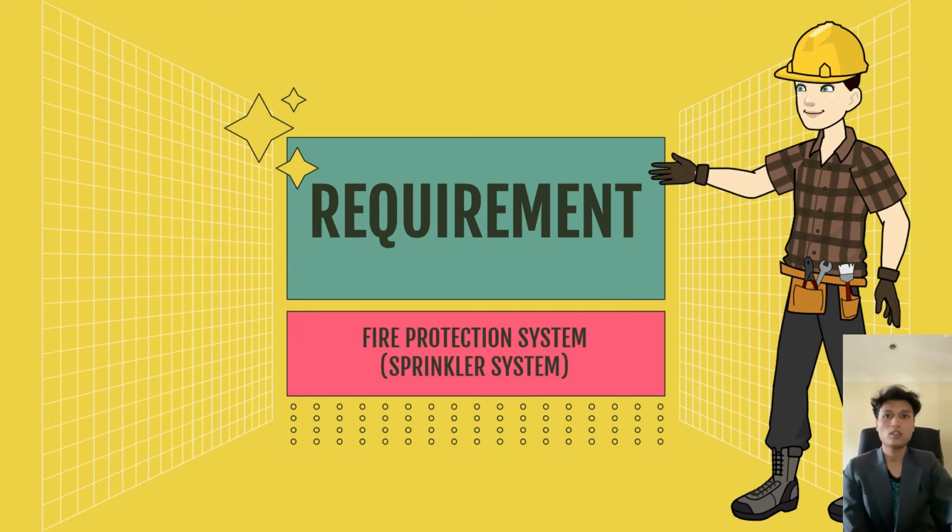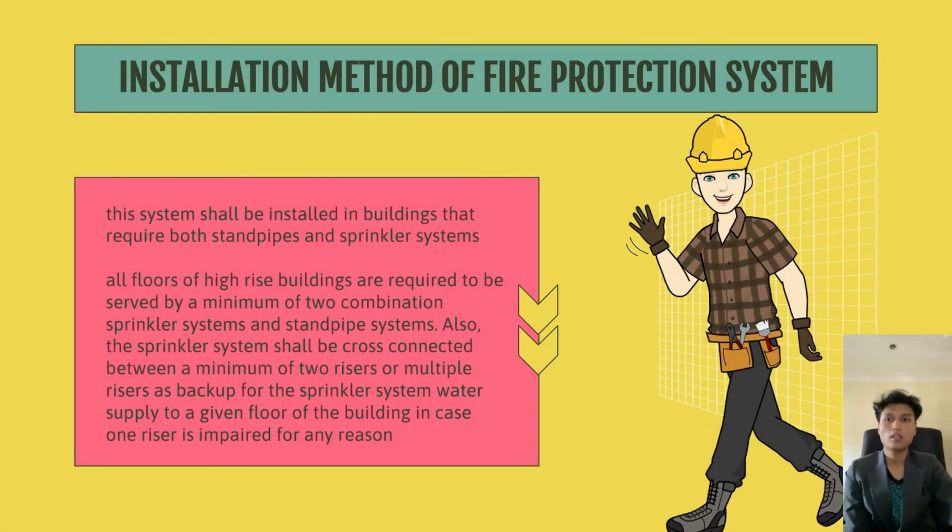Requirements on the installation of wet sprinkler systems. There are specific requirements that shall be followed during the installation of this wet sprinkler system. Some of them can be referred to in the National Fire Protection Association, which is NFPA, where it states that this system shall be installed in buildings that require both standpipes and sprinkler systems. Both standards only establish the design and the installation requirements for each respective system.